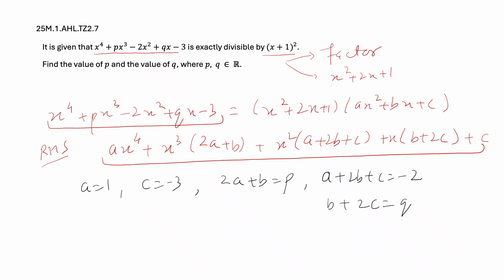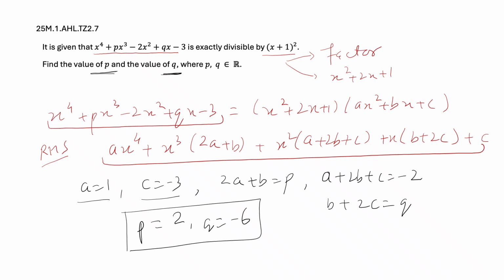Now our question is to find out the values of p and q. So when we solve and substitute these values of a and c into these three equations, we will get our p value as 2 and q value as -6. So this is how we will solve this question. Now we'll move to the next question.